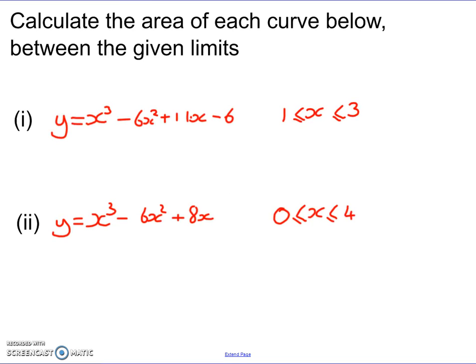I want you to calculate the area of each curve between the given limits there. So for the first one, it's y equals x cubed minus 6x squared plus 11x minus 6 between 1 and 3. And the second one is y equals x cubed minus 6x squared plus 8x between 0 and 4. So pause the video and have a go at those.